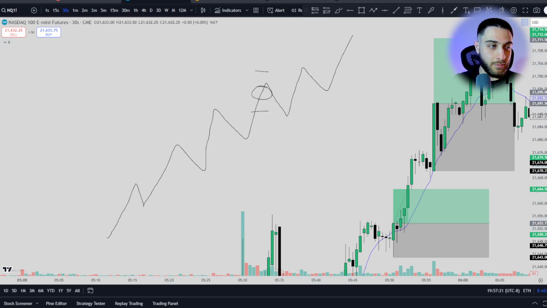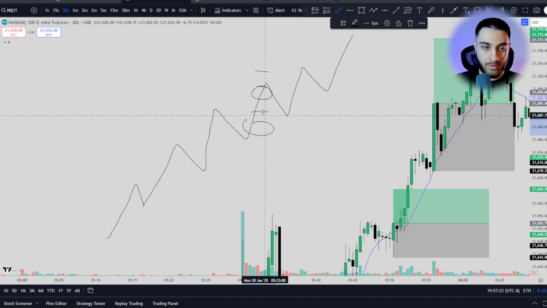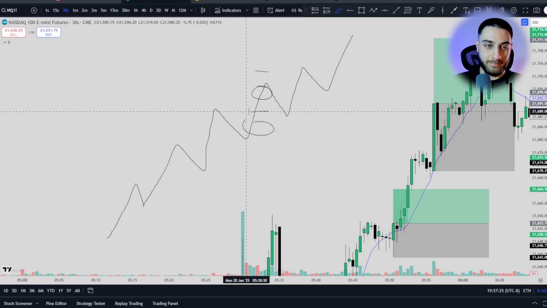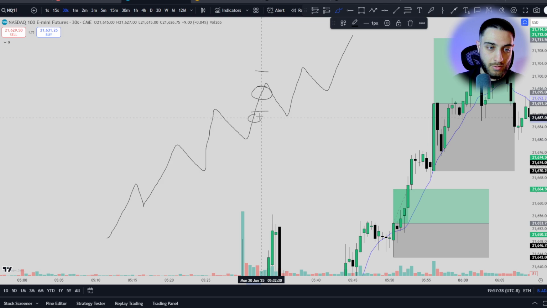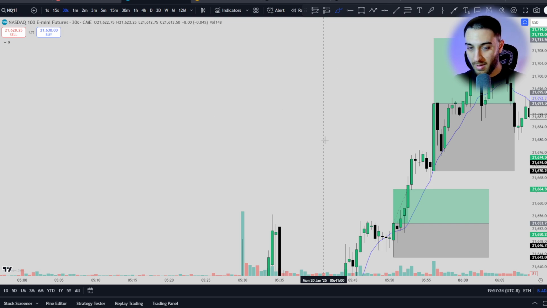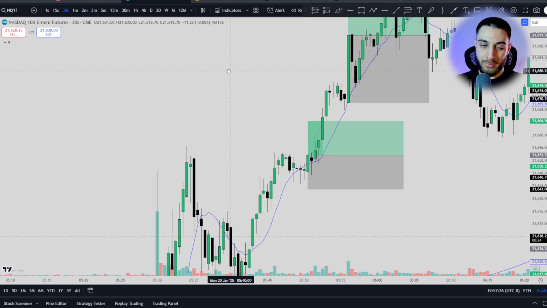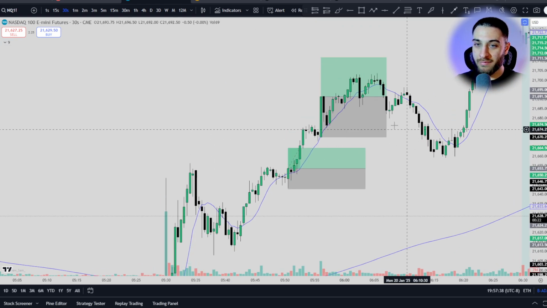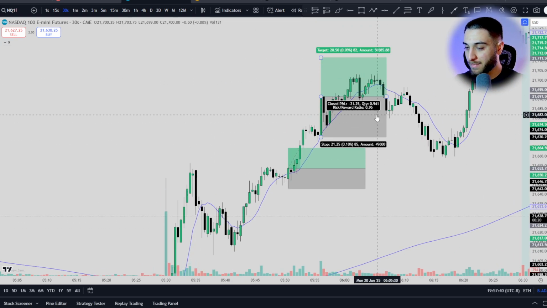So I like entering when we're down here, catching the next leg up like that, or even right here, right? But you guys can choose your style of taking profits and stop loss and whatnot, right? Some people like to trade differently than others, and I'll cover exactly how you guys can change that part up and figure out a way you guys like to trade.